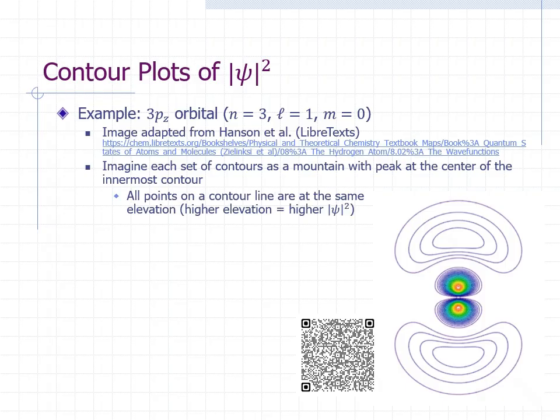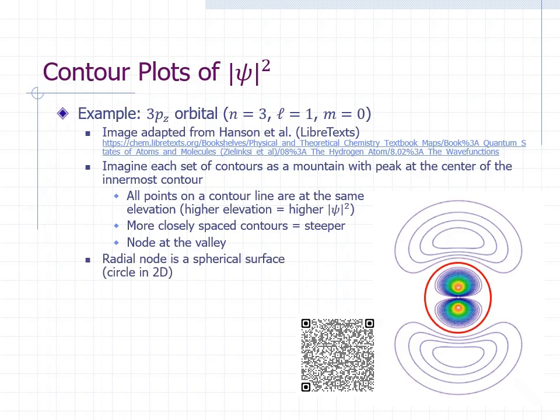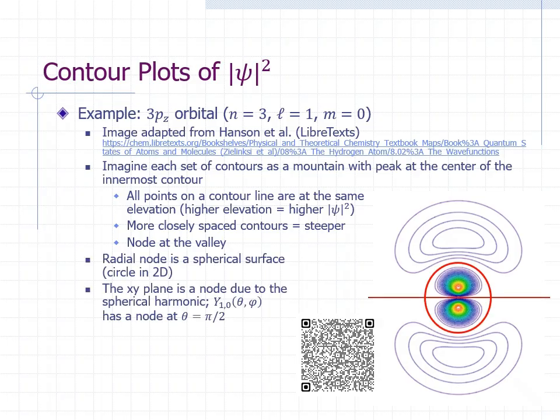A higher elevation means a higher probability density. More closely spaced contours means a steeper mountain. Nodes are located at the valleys between the mountains, that is, at 0 elevation. Here's the radial node for the 3pz orbital. Here's the angular node at the xy plane due to the spherical harmonic.